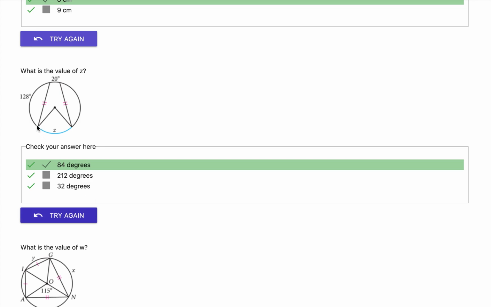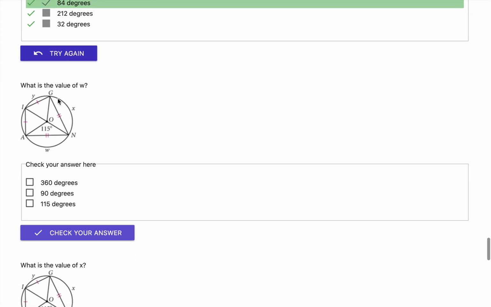If we first determine, since these chords are congruent, we know that this is 128 degrees. We also know the other arc is going to be 128 degrees as well. So we would do 128 degrees plus 20 degrees plus 128 degrees, find what that is, and then subtract that value from 360 degrees to find the measurement of Z.